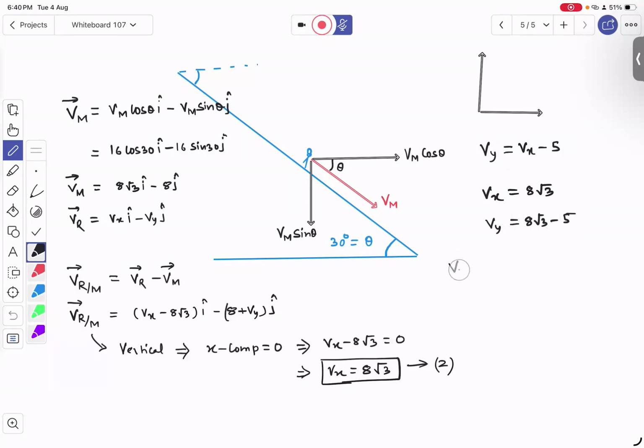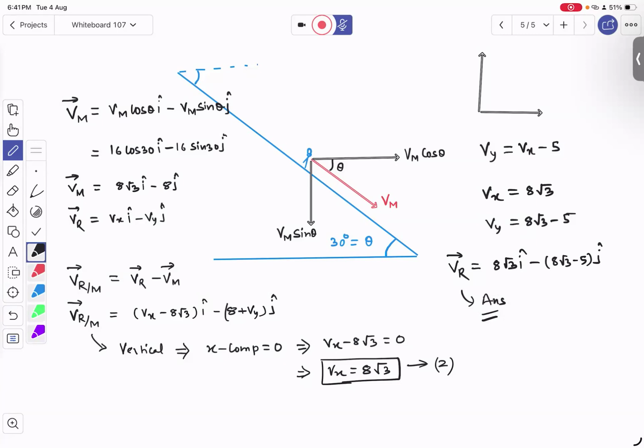So velocity of the rain, I have to answer it in terms of the components. And what is that? Be careful, don't do that silly mistake. Y component is minus Vy. So Vr will be 8 root 3 I cap minus of 8 root 3 minus 5 j cap, and that is the answer that they are asking us. I hope it is clear now.